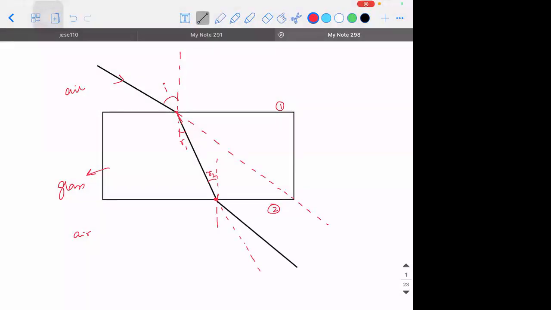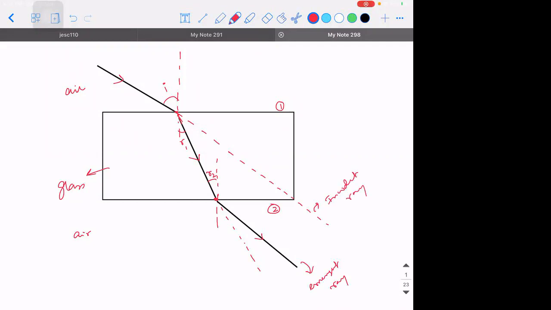the normal in such a way that, what is the important phenomenon that you can observe here? The incident ray is parallel to the emergent ray. This is the emergent ray. So the emergent ray is parallel to the extended incident ray. This is what you can observe.